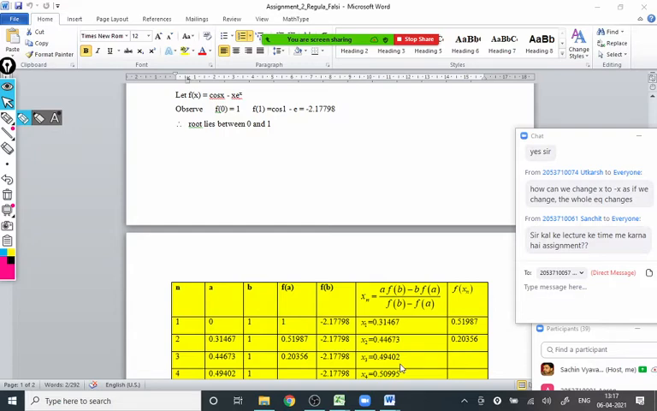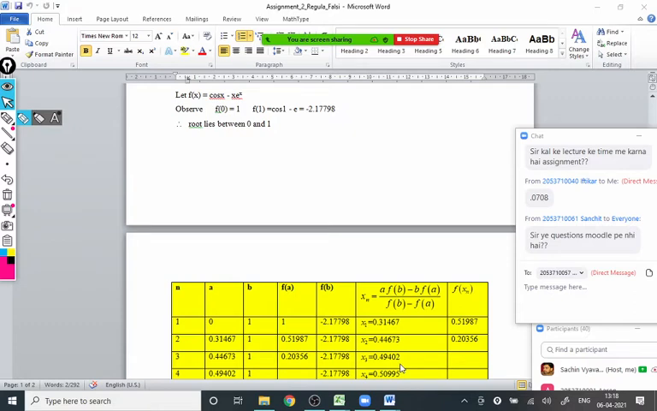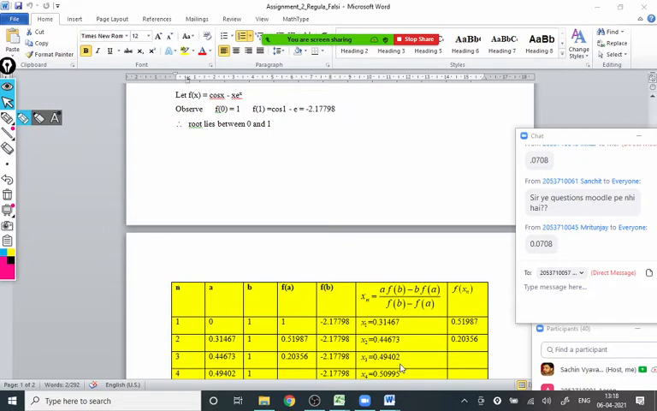If not, then cos of x means cos of 0.49402, minus, take a bracket, 0.49402 into e raised to 0.49402, bracket complete. Okay, I already got one answer there, 0.708. Let me check. I will just check only one. Yes, the answer given by, I think, a few of you already gave me the answer.